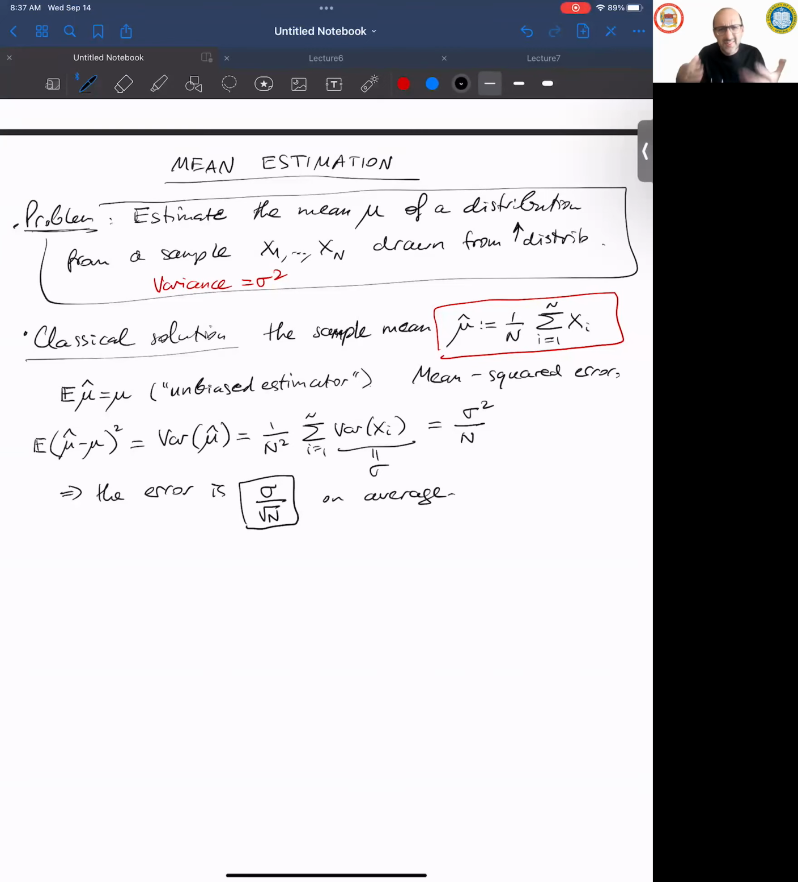I bet you all know this, and we already discussed that as the sample grows, the error goes down at the rate of 1 divided by root n. It's not great, but that's the truth. And in fact, you can prove, and this is a much deeper result, that there is no estimator that beats this.